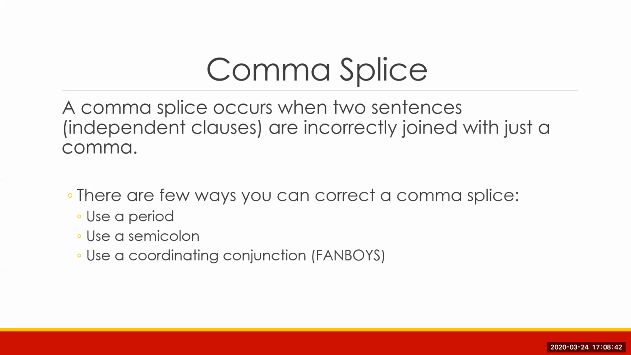For those of you who don't know what an independent clause is, it's actually a sentence. The easiest way to think about it is as a complete sentence. An independent clause is made up of a subject and a predicate. It is considered grammatically complete. Another way to think about it, like I said, is just a complete sentence. So a comma splice is essentially when two complete sentences are incorrectly joined with just a comma.